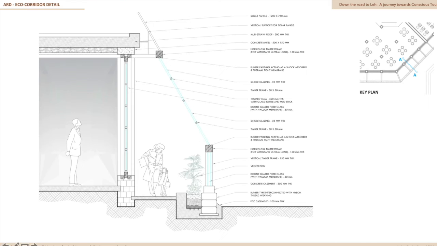Next, the eco corridor. Eco corridors are used to gain maximum heat as they are placed on the southern facade of the building. They are strategically placed so that maximum heat is trapped and is gradually transmitted inside the building. The eco corridor is made out of recycled tires and also holds solar panels above it.